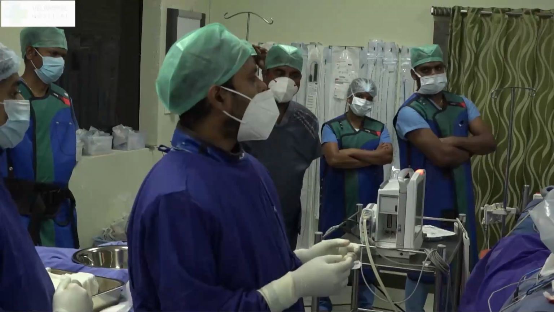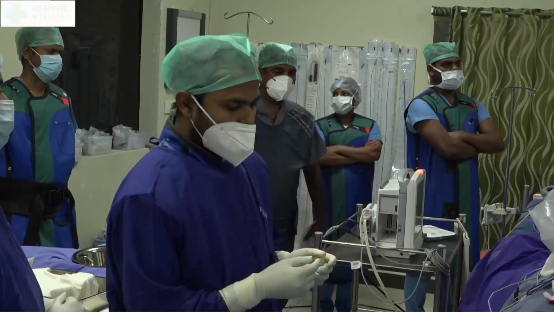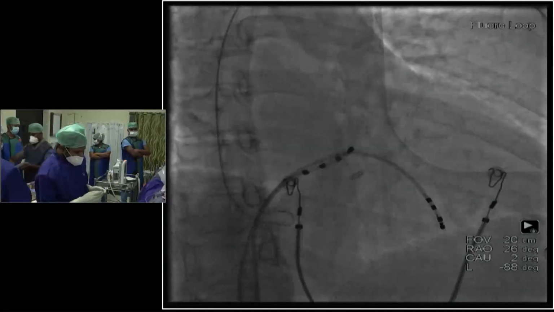So now my sheath is still there. I'm going to take the lead, and I'll briefly discuss the lead anatomy.